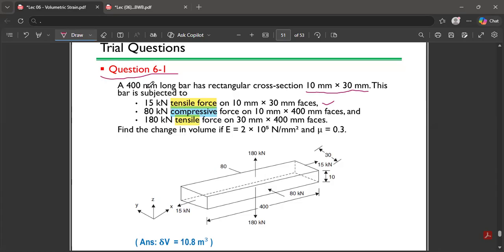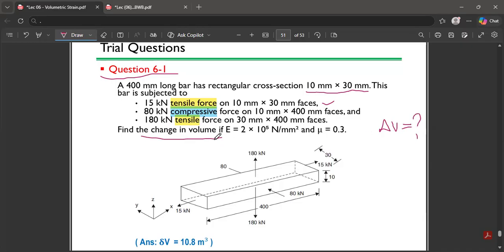So let's proceed. The bar is subjected to an 80 kilonewton compressive force on the 10 millimeter by 400 millimeter face, and a 180 kilonewton tensile force on the 30 millimeter by 400 millimeter face. Now we are supposed to find the change in volume. That is what we don't know. All parameters have been given.